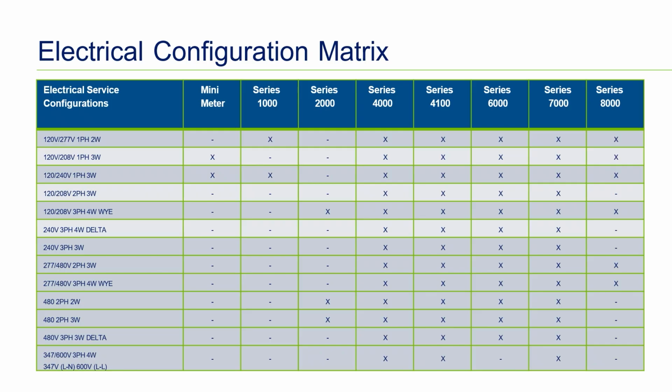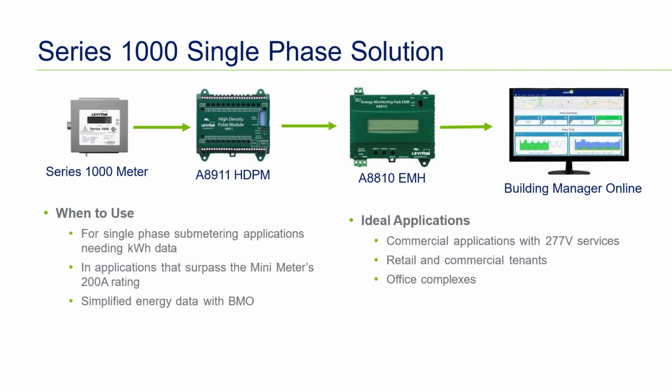The simple pulse meters like the mini meter and Series 1000 or 2000 are factory programmed for a specific voltage and current rating, so they are limited to the specific range specified. Other advanced meters like the Series 4000, 6000, 7000, and 8000 are compatible with a broad range of electrical service types. Let's take a look at when the various meter families are used and the typical applications where they fit best.